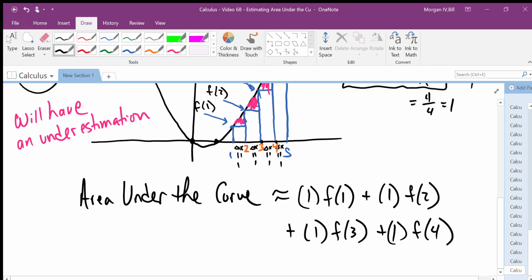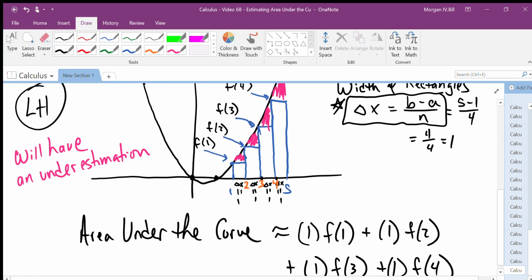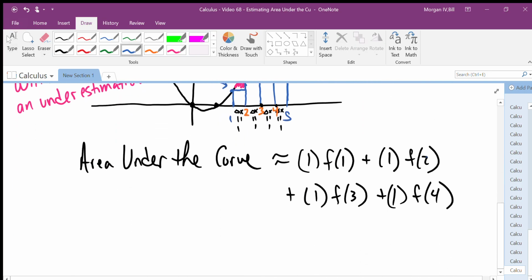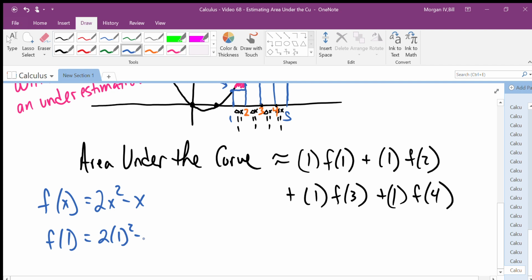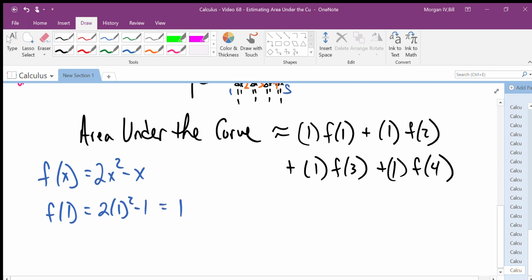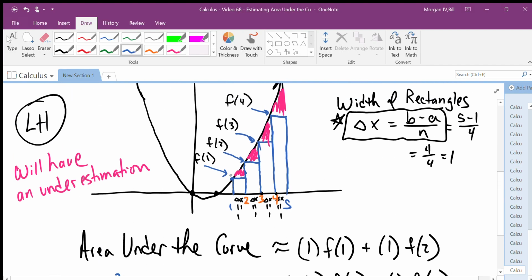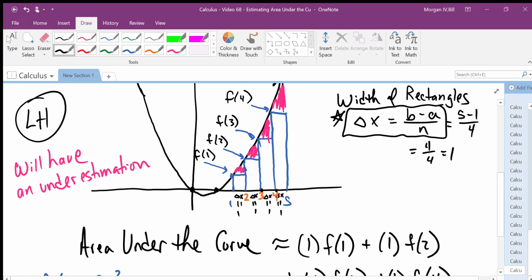And what are those heights, right? What is f of 1? What is f of 2? What is f of 3? What is f of 4? To do that, we go back to our function, and we plug in 1, and plug in 2, and plug in 3, and plug in 4. So to find f of 1, f of 2, f of 3, f of 4, we use f of x is equal to 2x squared minus x. So f of 1 is 2 times 1 squared minus 1. That's 2 minus 1, which is 1. That's a height of 1. So what we're saying is f of 1 here, that's a height of 1. Right here.